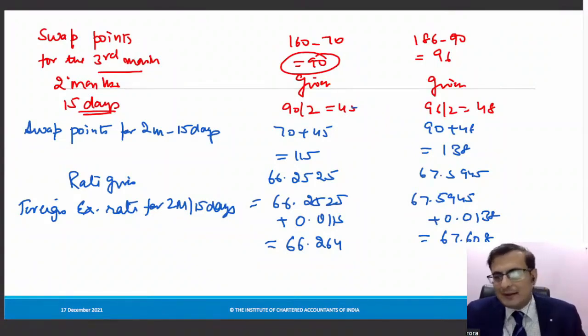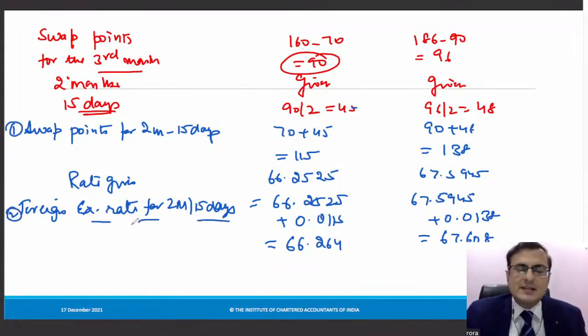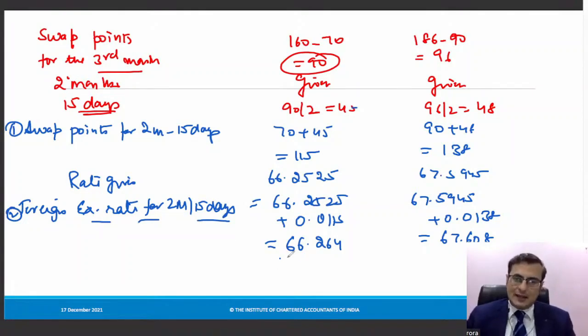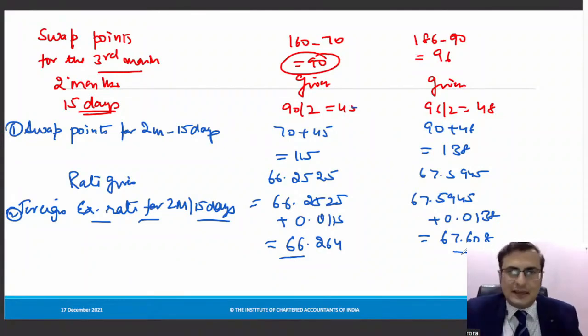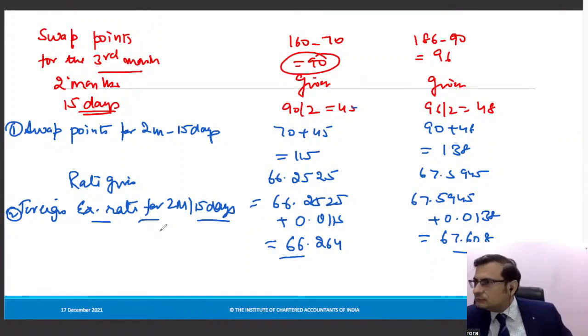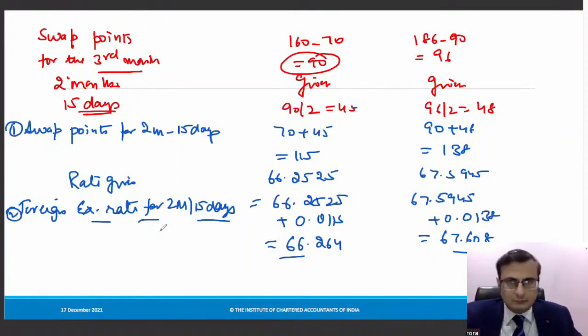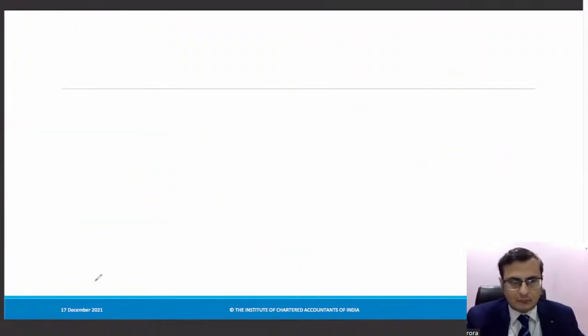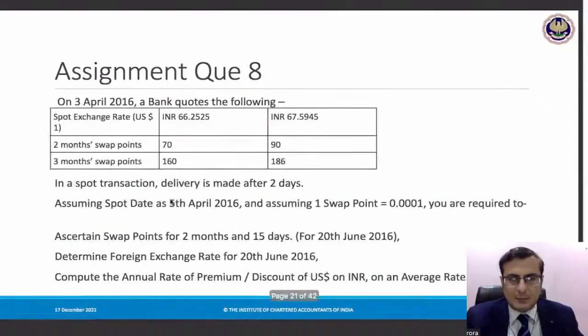So we have calculated the first requirement, the swap points. The second requirement, the foreign exchange rates for 2 months and 15 days. So that clearly gives you two requirements. We'll do the last requirement and then we can go for a break. Okay, you have seen this? Okay, beta. So what is the last requirement?